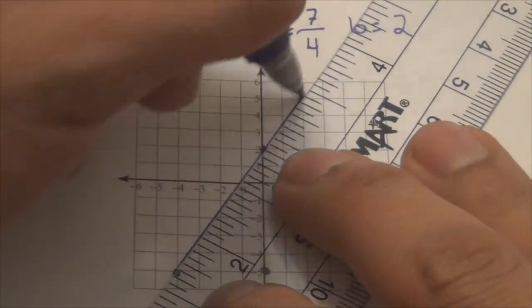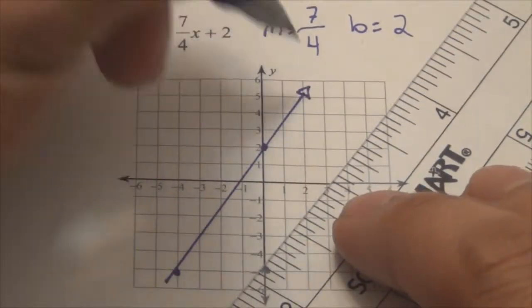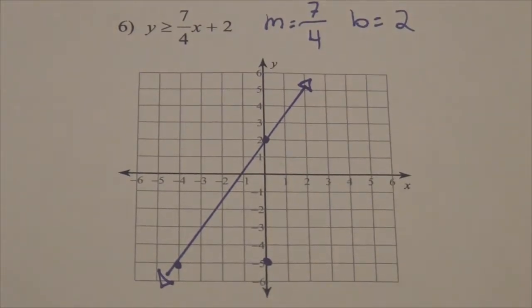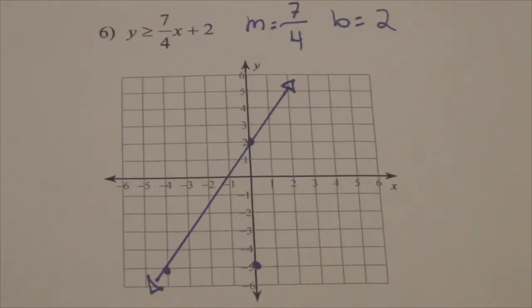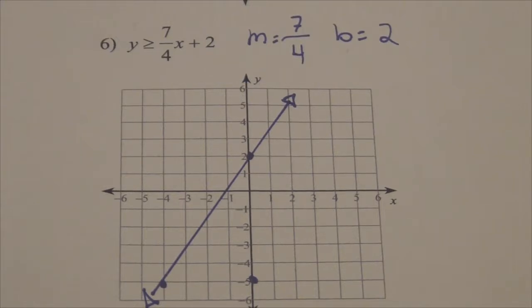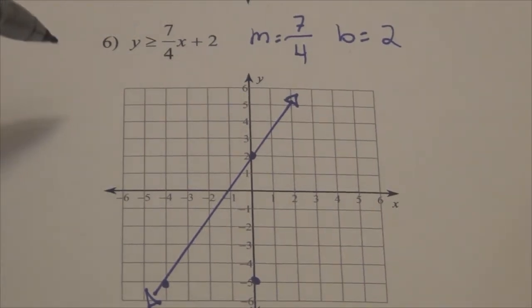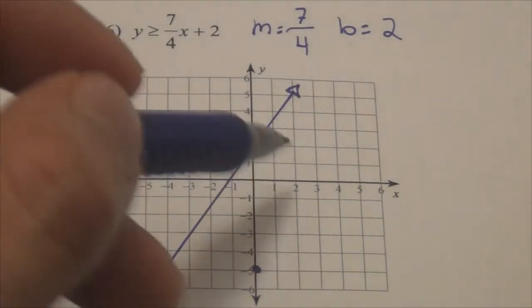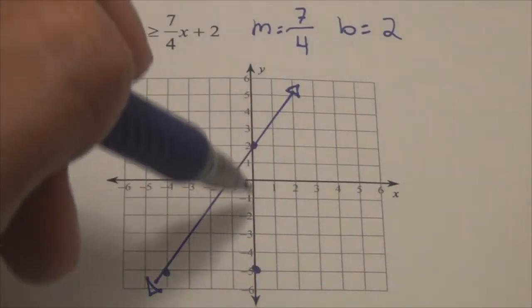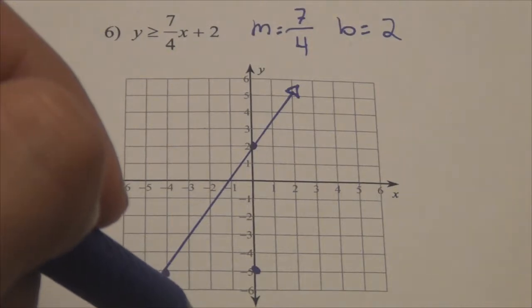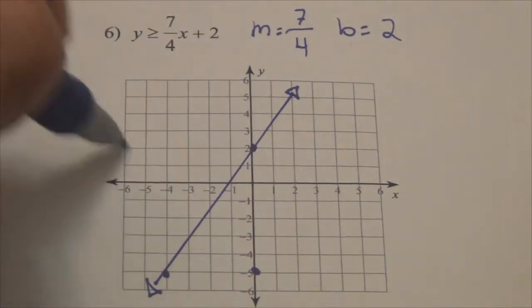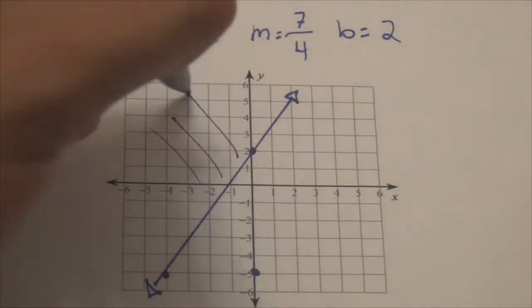Okay. So look, straight line. And now where am I going to shade? I'm going to shade above the line. Well, what is above the line? Definitely this is below the line. How do I know? Because the y values are decreasing here. Here the y values are increasing.